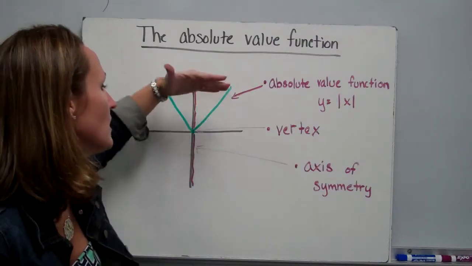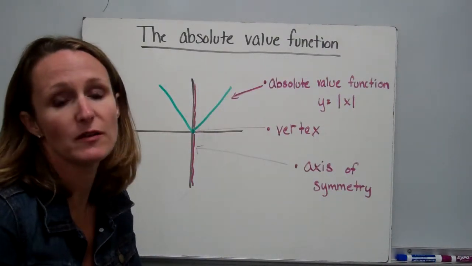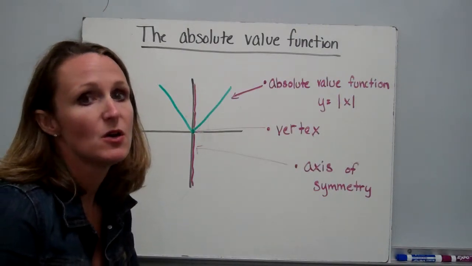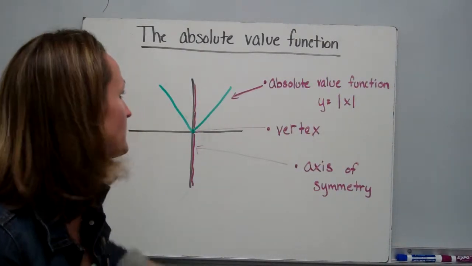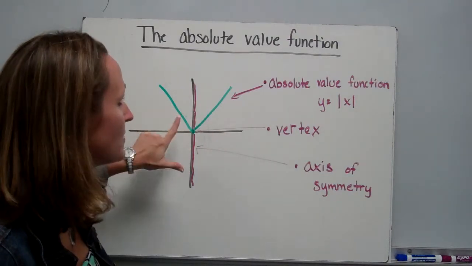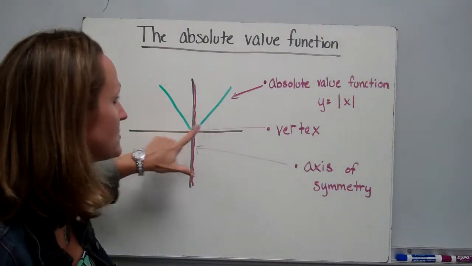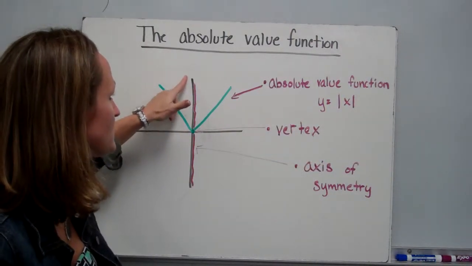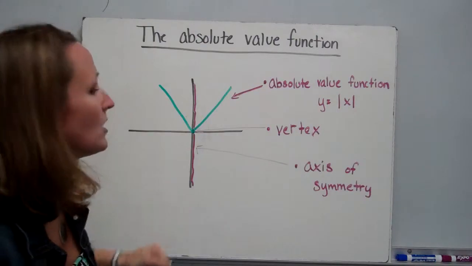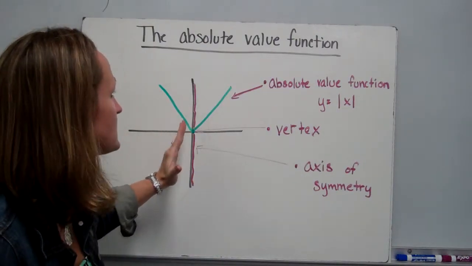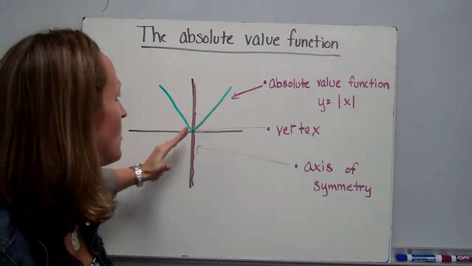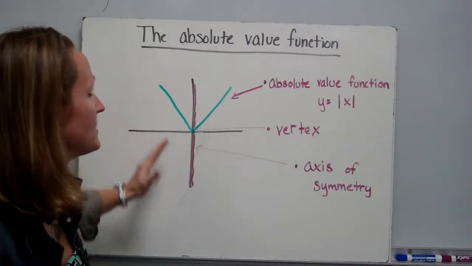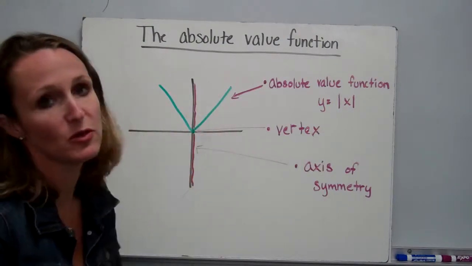Everything will be positive because if you think about it, regardless of what your y is, your x is going to be positive because of what absolute value means, which is the distance from 0. So the vertex of your parent function, y equals the absolute value of x, is going to be at (0, 0), and your axis of symmetry is going to be along your y-axis. At the y-axis, your line is going to go up diagonally with a slope of 1 going either way. So this is what your absolute value function graph would look like.